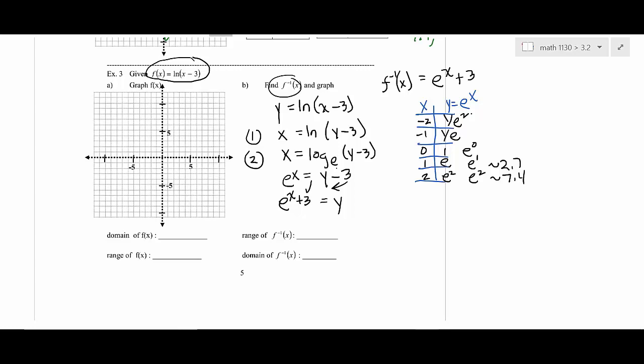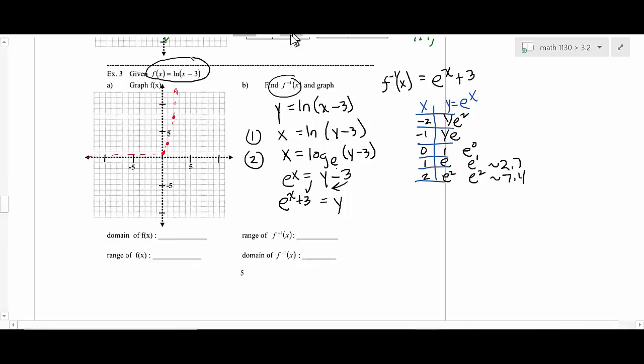So what you want to do on this then is, in our mind, just start by plotting these points here. You don't have to plot them all. We've got 0, 1. Then we've got 1, 2.7. And then over 2, up about 7.4 like that. I'll just really, really super lightly dash that in.